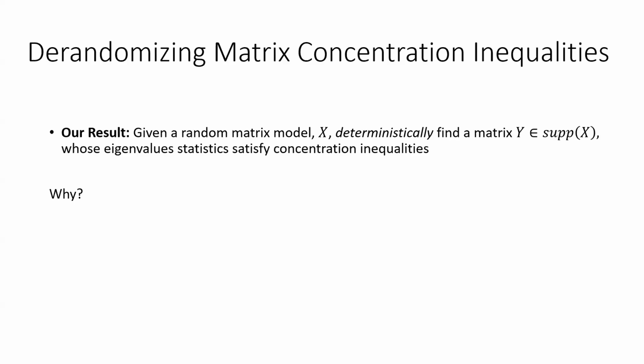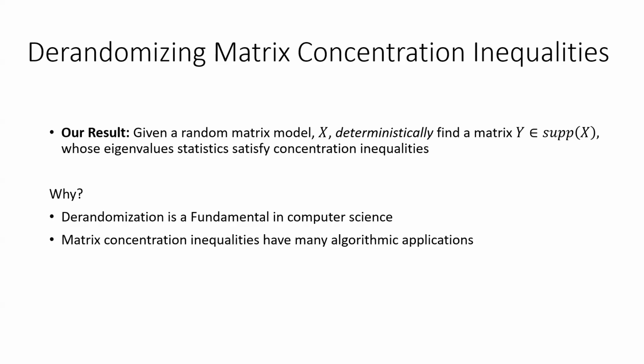So why is this an interesting question? Well, first of all, de-randomization is a pretty fundamental question in computer science, right? And moreover, these matrix concentration inequalities have many algorithmic applications. So by de-randomizing them, we get a powerful algorithmic tool that you can use to attack many kinds of de-randomization questions in different areas. So in general, a very good tool.